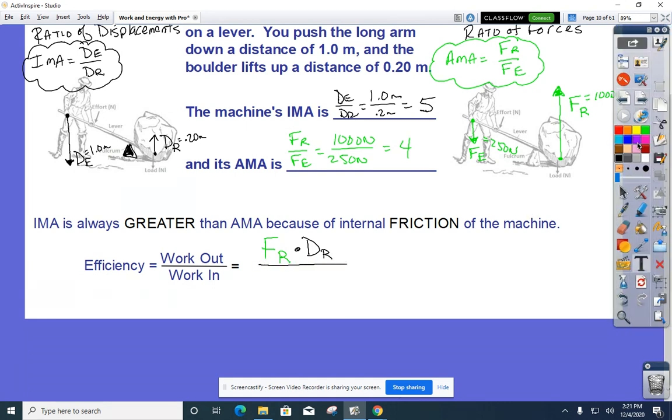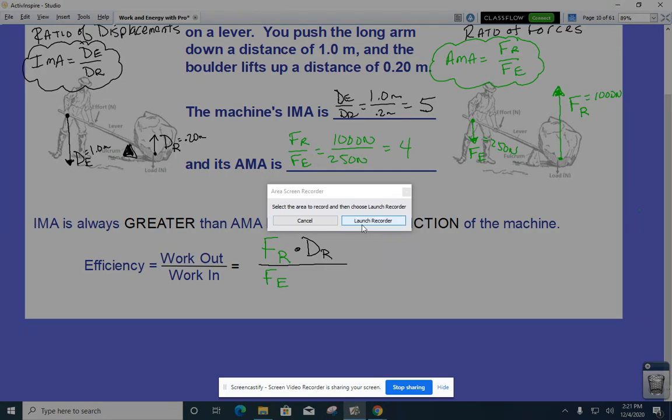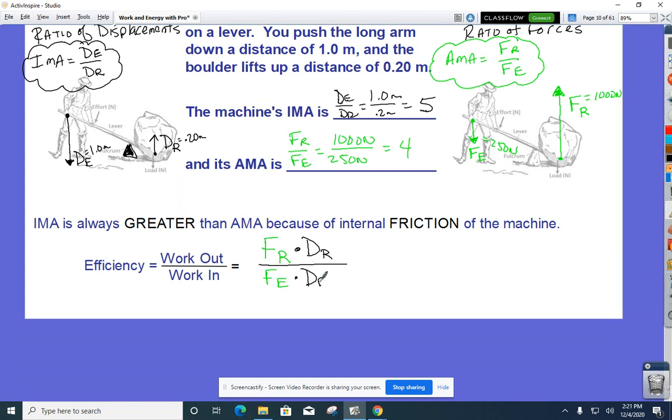Well, the work in is the effort force multiplied by the effort distance. Okay, so again, just going with my definitions of input and output work.